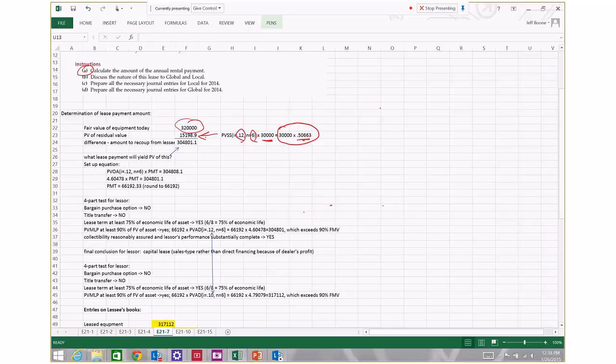So what the lessor has to recoup from the lessee in terms of rental payments in a present value sense is the difference between what the equipment's worth today and what the equipment's going to be worth at the end of the lease term, rolled back to the present by discounting. Or, the lessor needs to recoup from the lessee in rental payments $304,801.10 in present value terms.